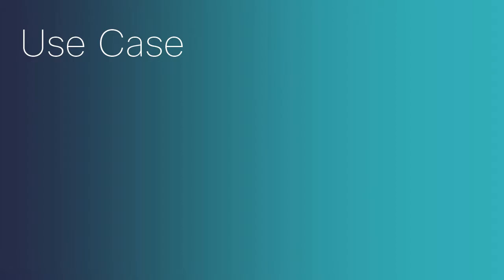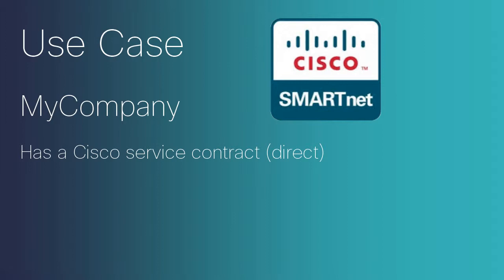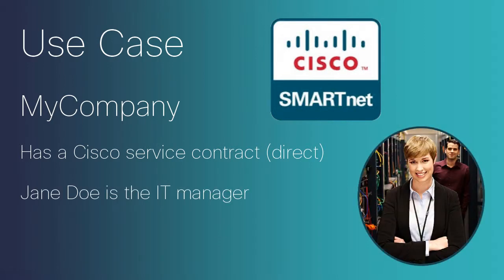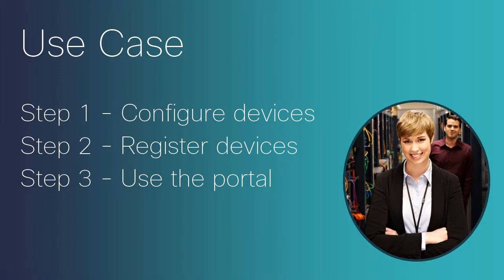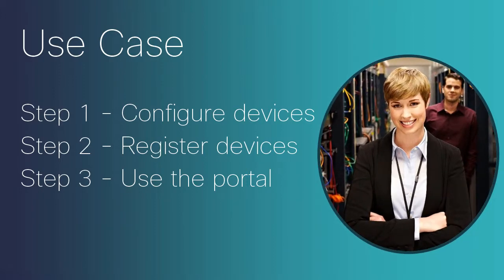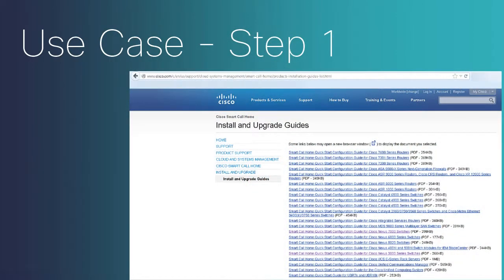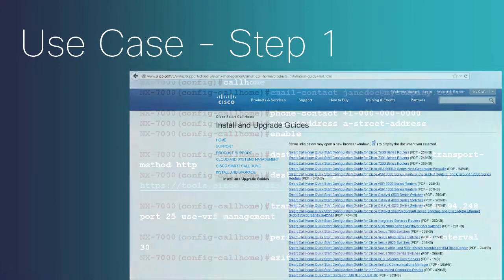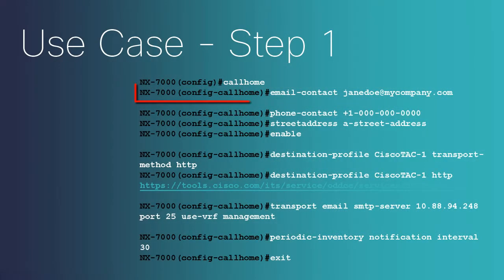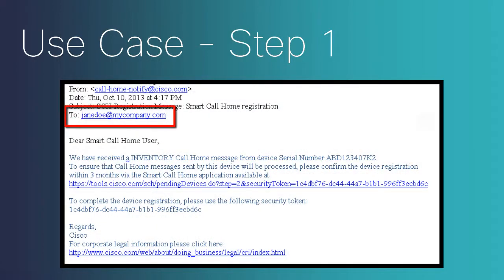Now let's take a look at an example use case. My company has purchased a service contract directly from Cisco. Jane Doe, a manager in my company's IT department, will configure and register their devices to use SmartCall Home. These are the 3 steps Jane will take to enable SmartCall Home. Using the Quick Start Guide for each device type, Jane configures her company's devices. The second command designates the email contact as janedoe@mycompany.com.